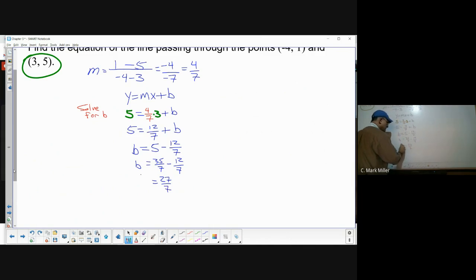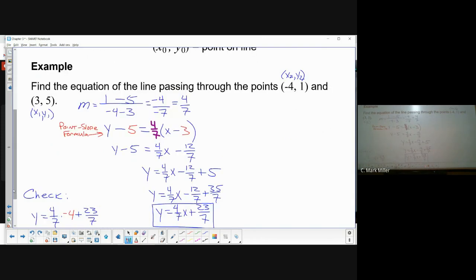No. What's that? 35. 5 is 35/7. Multiply top and bottom by 7. I got 23. Oh, what am I doing? That's the problem, I wasn't getting what you were saying. Yes, 23. And that's the same as we got on the last slide, 23/7. So you get the same line.